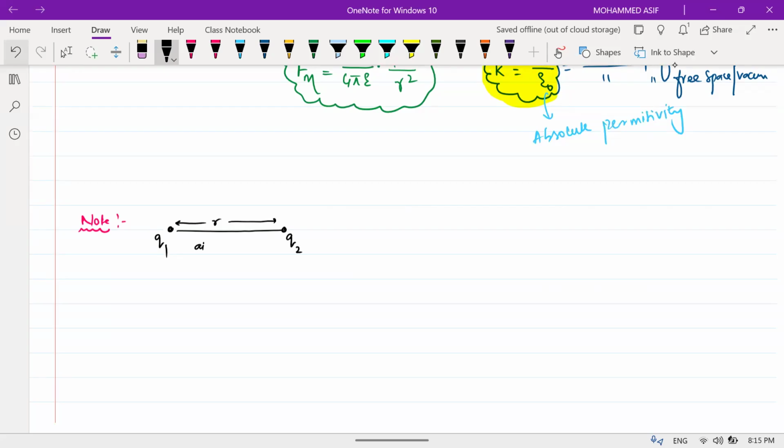Now two charges Q1 and Q2 are placed in a dielectric medium. I'll draw this as a dielectric medium. So a medium is present between them. What is the dielectric constant? K. So what will be the force between them, beta? F1 is equal to 1 by 4 pi epsilon naught into Q1 Q2 divided by K into R square.